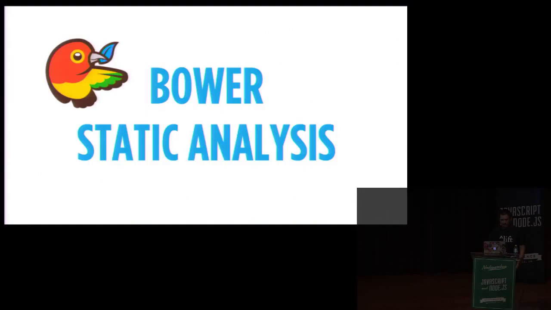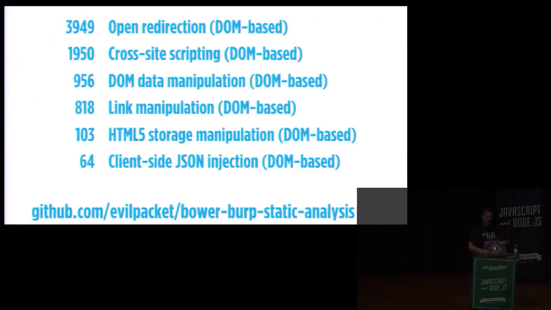And then we did some interesting things with just Bower and static analysis. There's a tool called Burp Proxy that has a built-in static analysis engine. It can do taint checking to see if certain sources, like user input from a query parameter, end up in a sink, such as window.location or the DOM, and things like that.